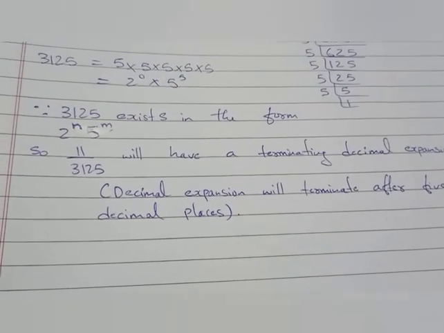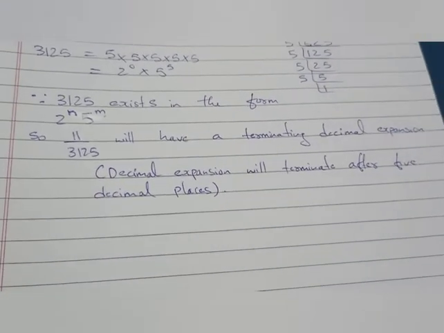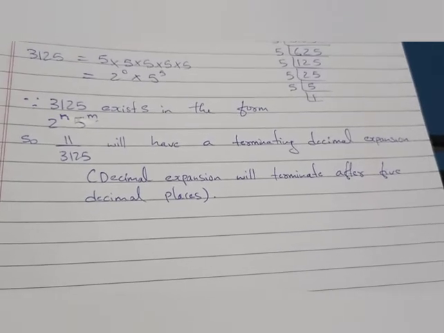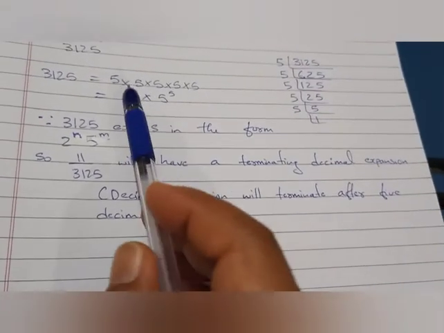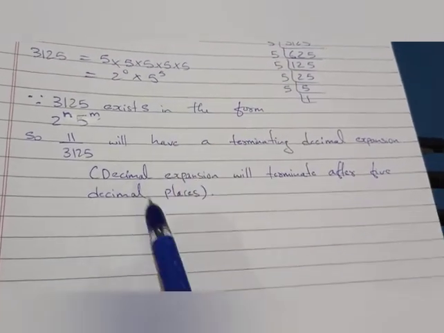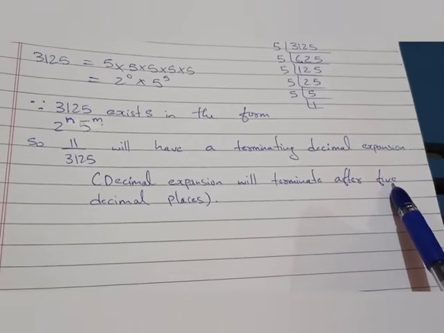Since 3125 exists in the form 2 to the power n, 5 to the power m, 11 by 3125 will have a terminating decimal expansion. Since out of 0 and 5, 5 definitely is the greater number, the decimal expansion will terminate after 5 decimal places.